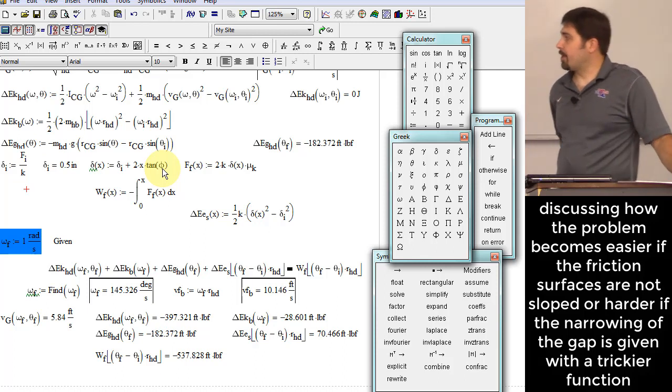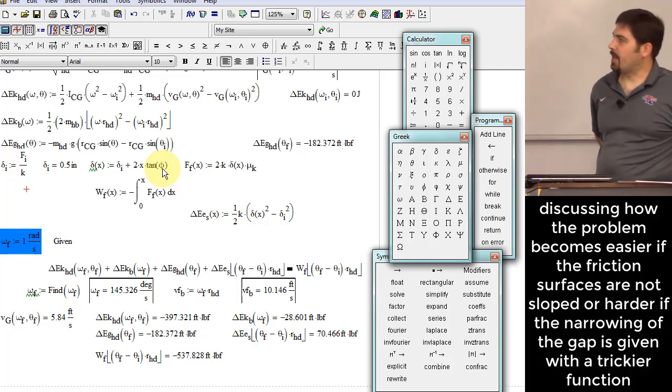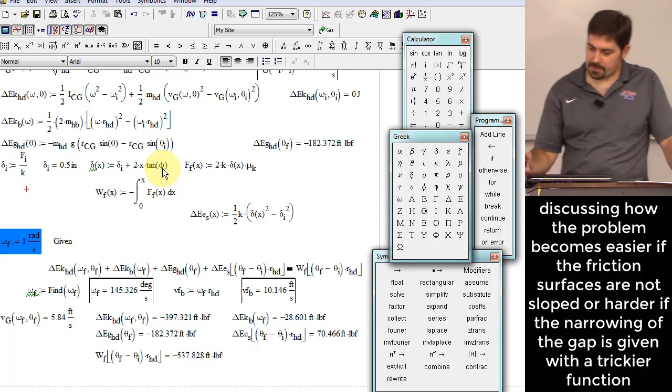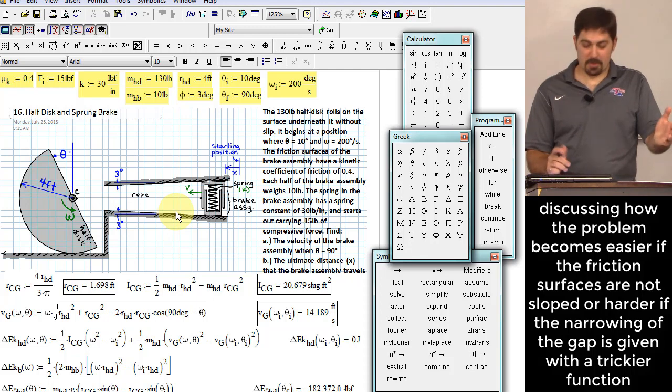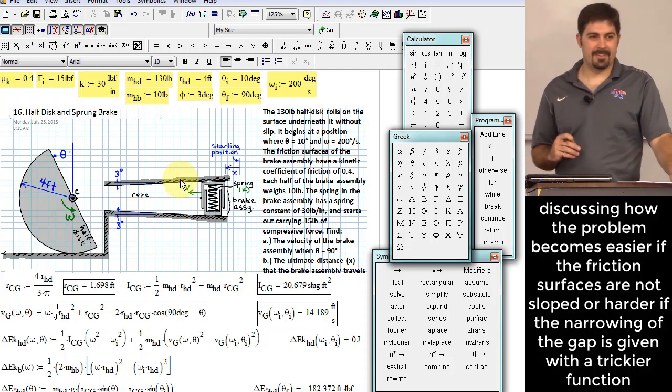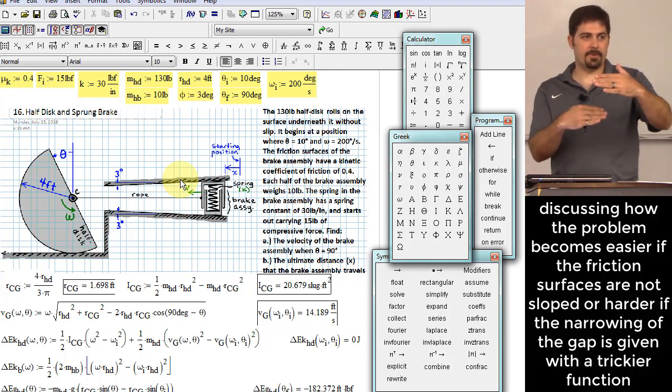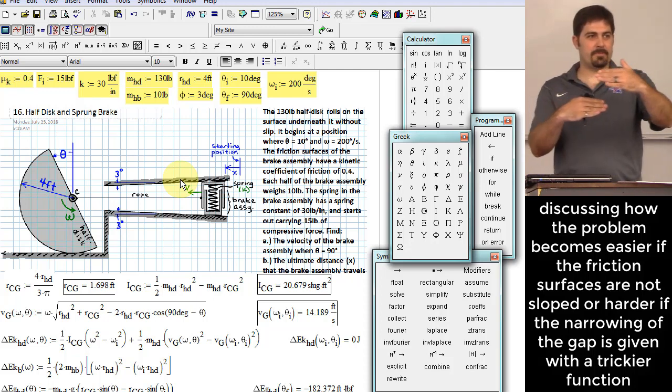So I'll make one other comment here. This problem would have been a lot easier if those two surfaces had been parallel with one another. Would you agree? Why is that? How much work would it do as a function of x if those surfaces were parallel with one another? It's not zero. Let's say you still had that 15 pounds of initial load in the spring. Well, now it wouldn't be variable. It would just move with that 15 pounds.